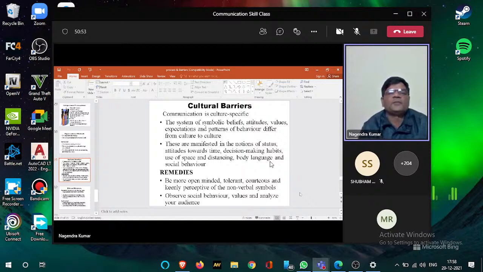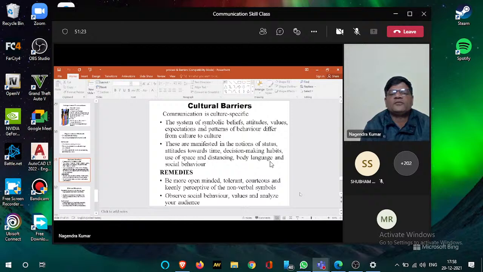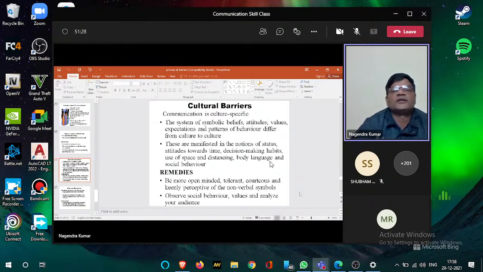So if your counterpart does not like you to be too creepy, you don't do that. If they don't like you to come closer to them, don't come too close. If they don't like talking about something, don't talk about it. So you have to be more open-minded, tolerant, courteous, and keenly perceptive of the non-verbal symbols. Observe their social behavior, values, and analyze them so that these cultural barriers may be mitigated.